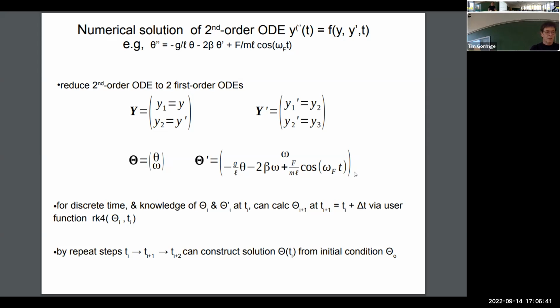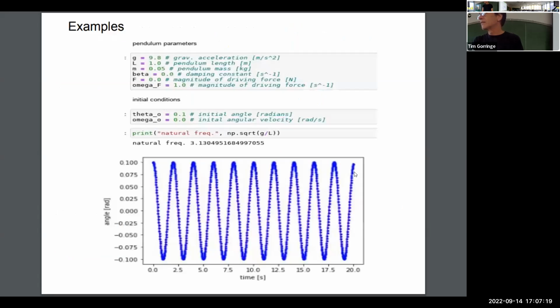And then with that, we're going to use our fourth order Runge-Kutta algorithm. We're going to discretize time and use the RK4 algorithm to propagate the angular position and the angular velocity of the pendulum from time i to time i+1, and then we'll just repeat that to get the angular position as a function of time, the angular velocity as a function of time. Okay.